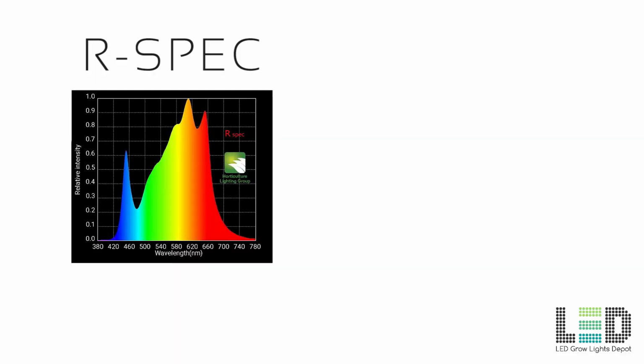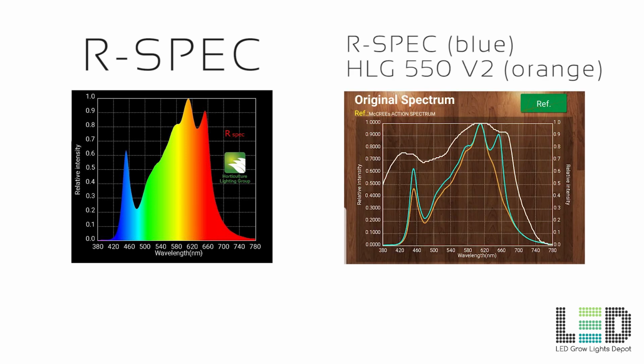Let's take a closer look at the spectrum. Let's also compare the HLG 550 V2 spectrum with the R-Spec spectrum, which will allow you to see the changes in the spectrum. Notice the nice increase in blue and 660 nanometer red bump.